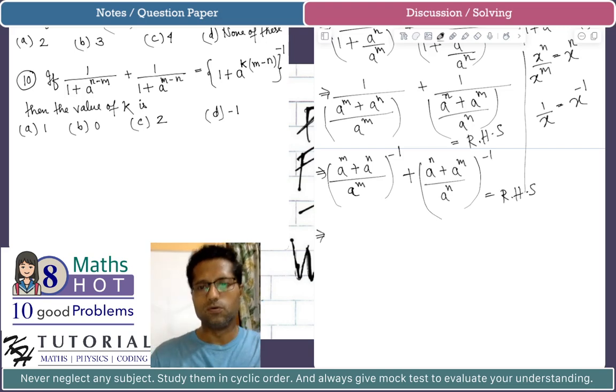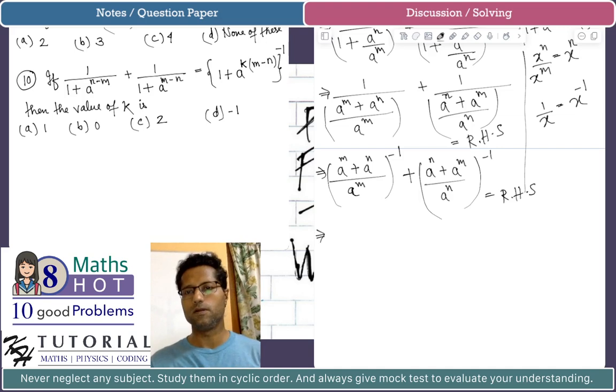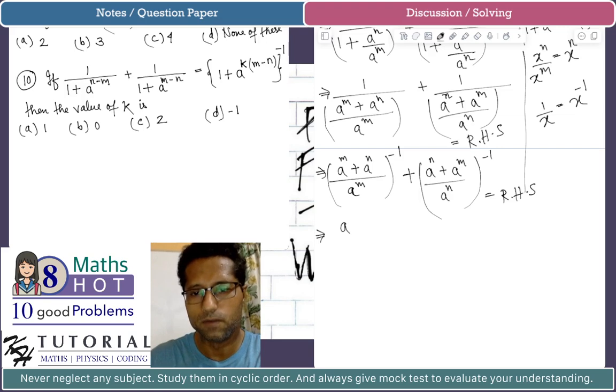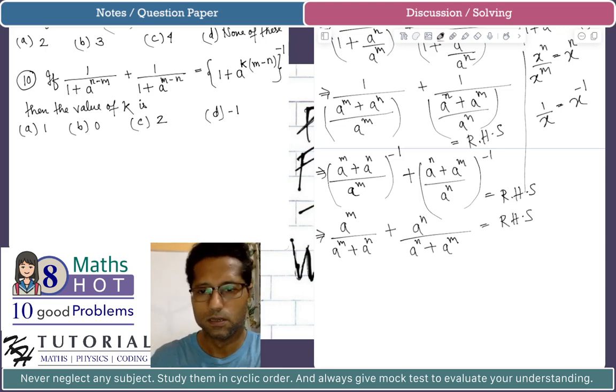Now this is equal to, we know that if we have a reciprocal of a rational number, it is equal to that rational number, but the numerator and the denominator get reversed. So this will be a to the power m divided by a to the power m plus a to the power n. Similarly, this will be a to the power n divided by a to the power n plus a to the power m, and we have the right hand side, whatever it is.